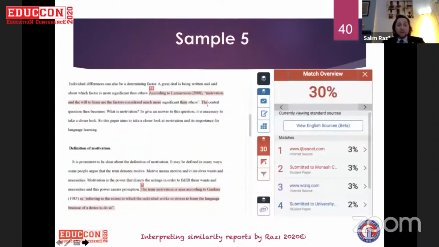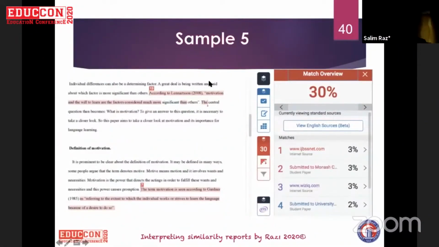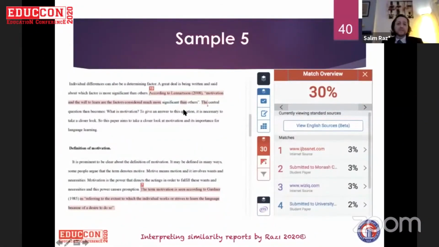This time we had 30% match, and I check the matches here. I see double quotation marks, so okay, this is good. When I check the in-text citation, I see that the author provides information about the author, surname of the author, and date of publication. The only problem here is the author does not provide information about page number.